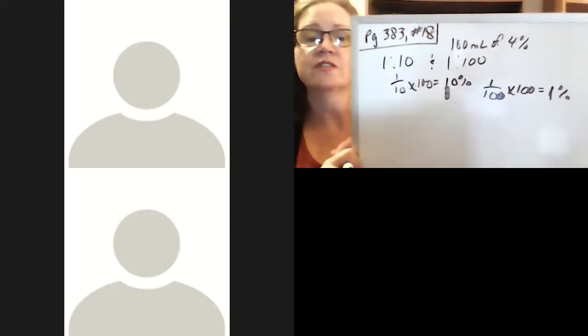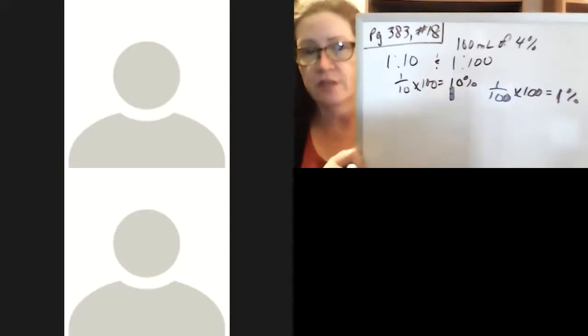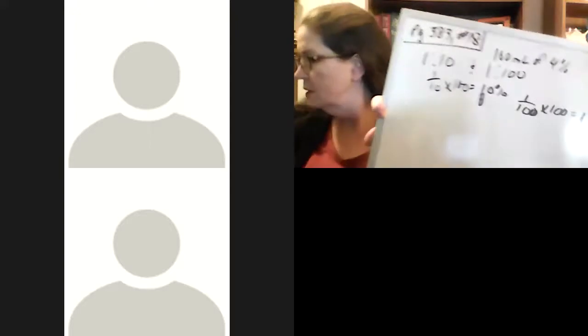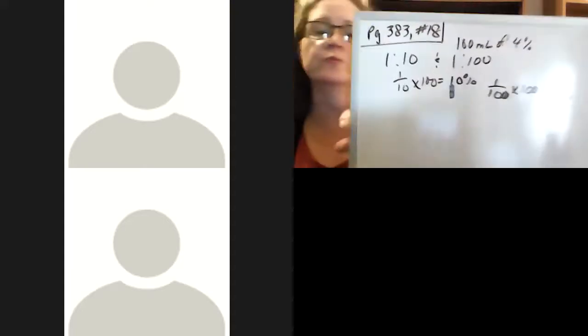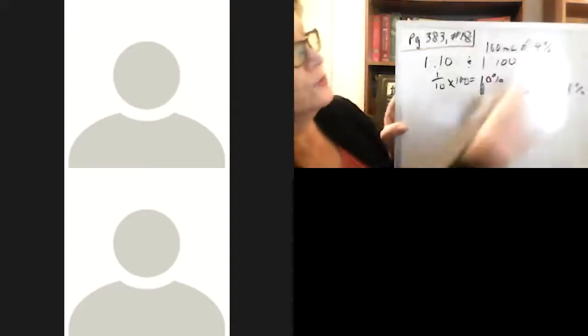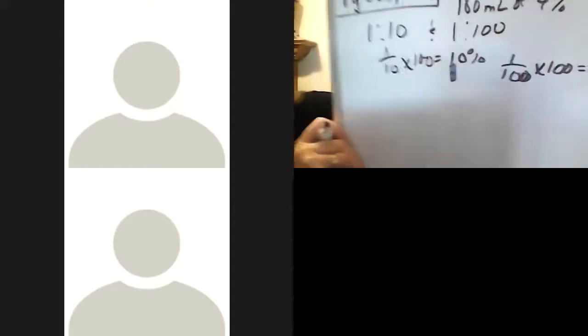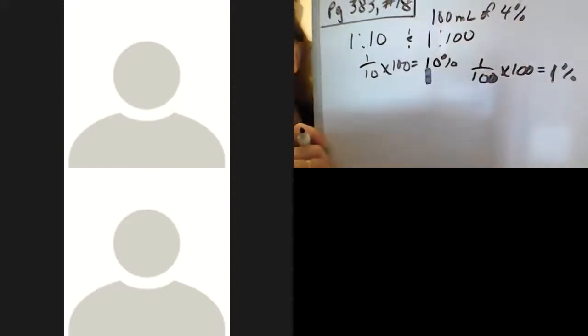Okay, yeah. It's closer to the 1% than it is to the 10% because we want 4%. We don't want 40. So in doing this, we know we're probably going to need more of the 1%. So let's do this and figure out if that's what we need.